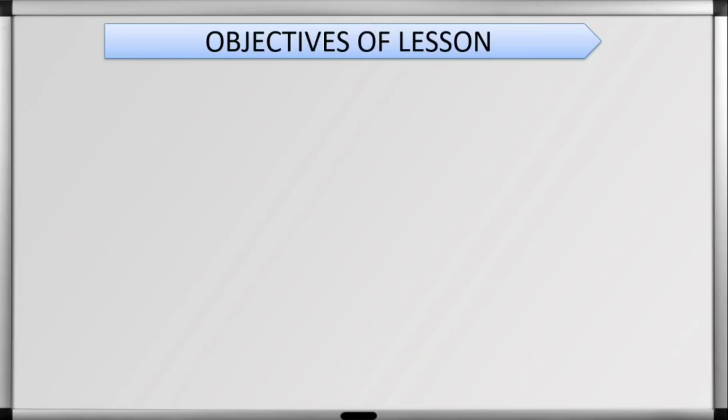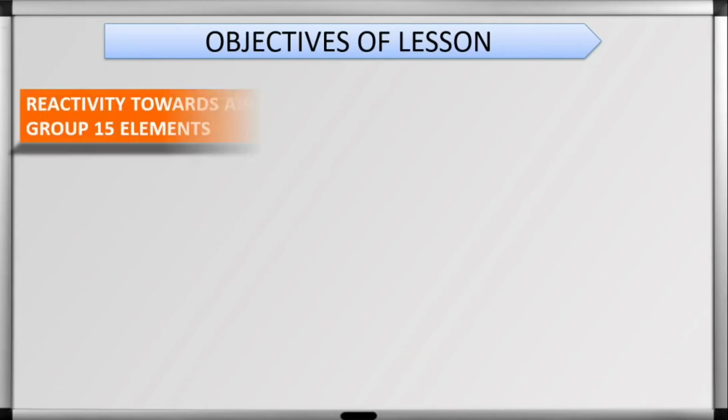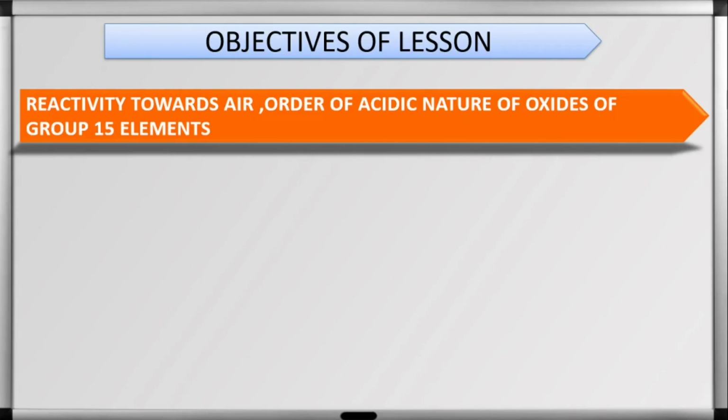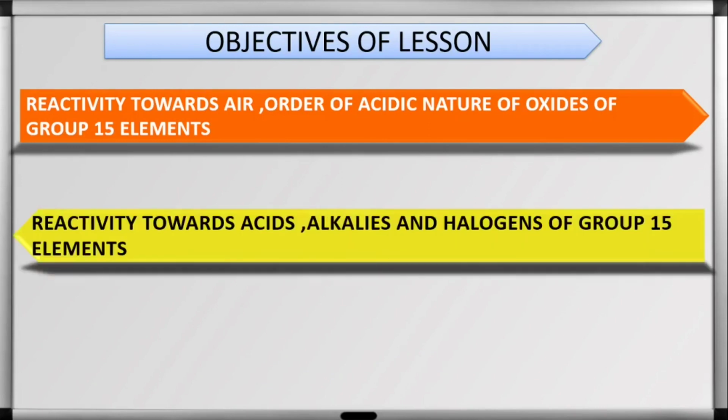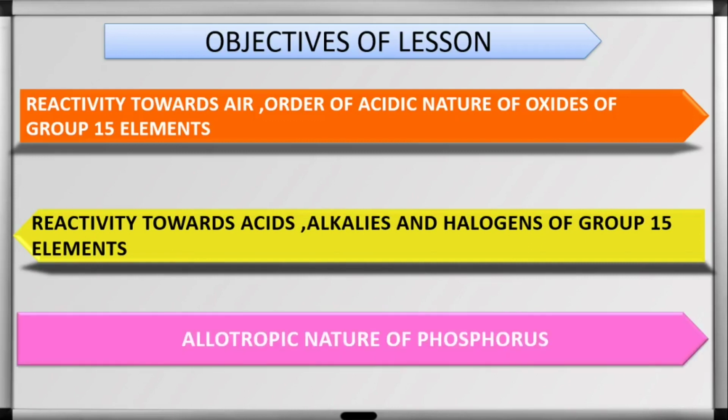Now see the objectives of the lesson. Which topics do we cover? The reactivity towards air, order of acidic nature of oxides of group 15 elements, reactivity towards acids, alkalis and the halogens of group 15 elements, and the allotropic nature of phosphorus is the last point of lecture number 9. So first of all we discuss the reactivity towards air, order of acidic nature of oxides of group 15 elements.